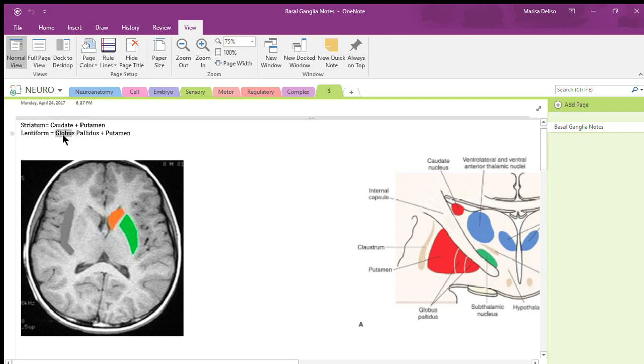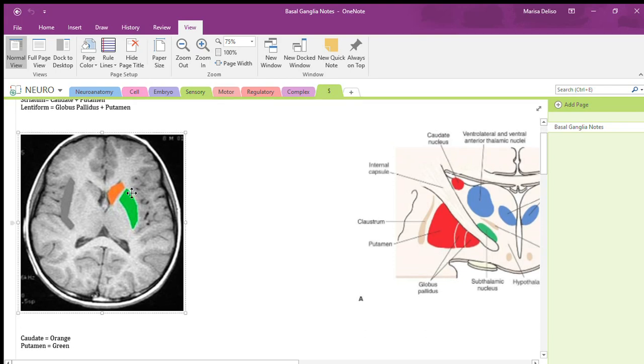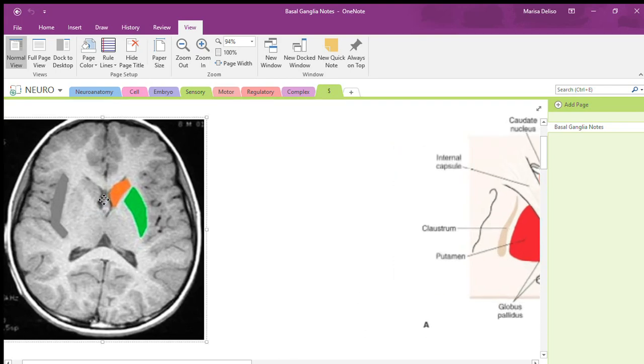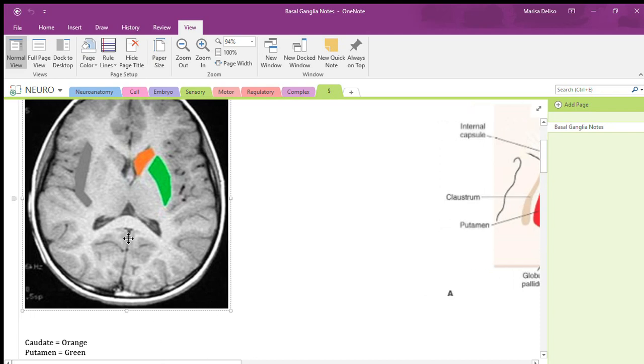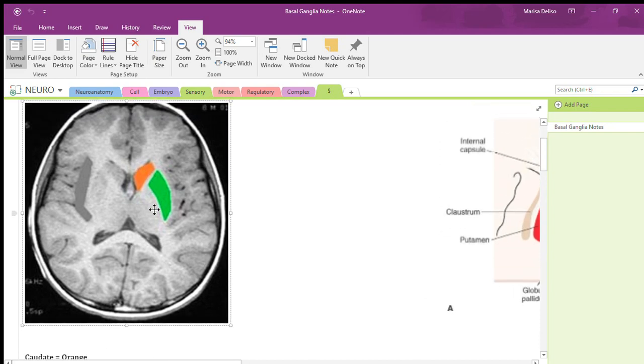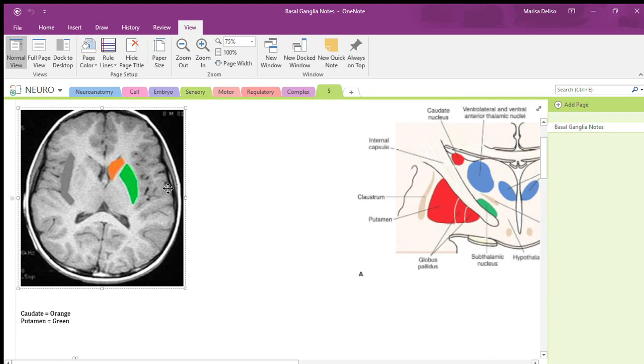So I just remember it that globus pallidus has that L in it, which is going to go with lentiform, and putamen is in both categories. So I just want to bring that up. I also want you guys to get familiar with MRIs that have these structures. So you've been seeing these structures, but now you're going to be expected to identify them on your exam, right?